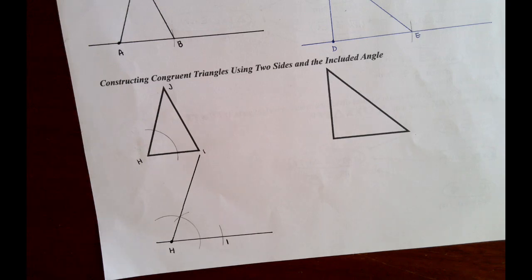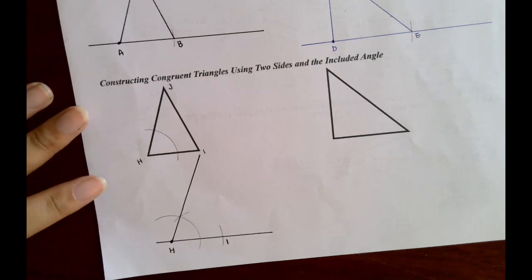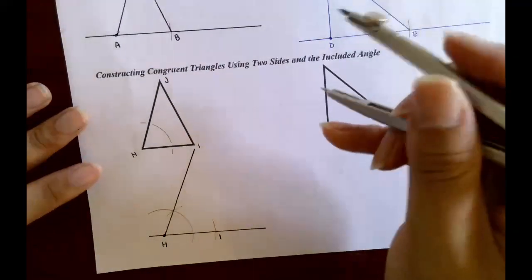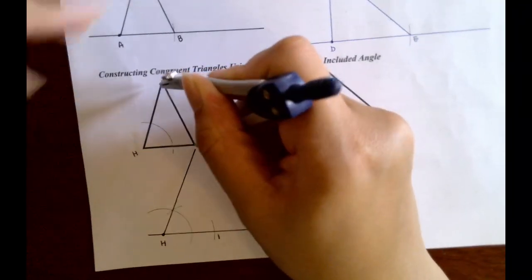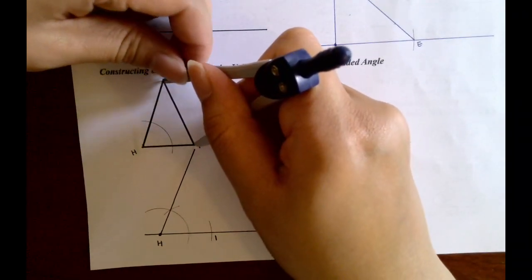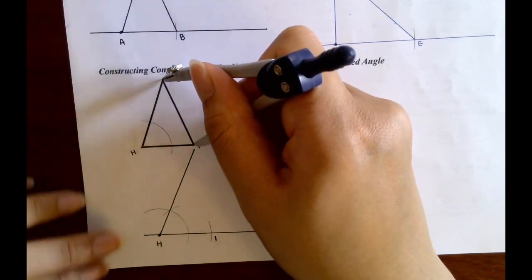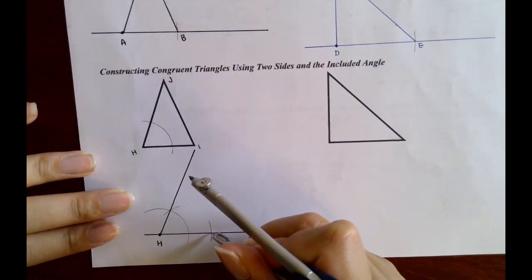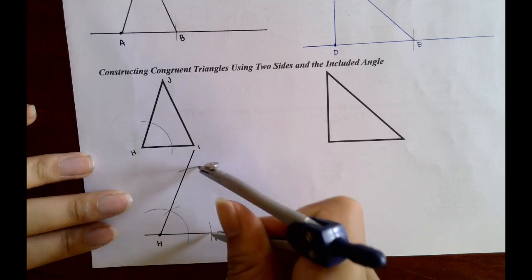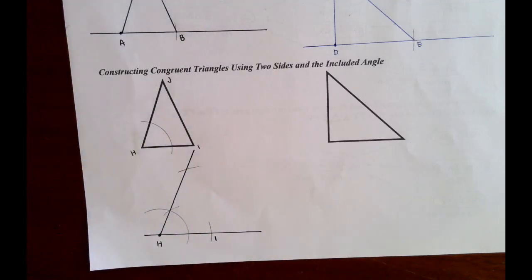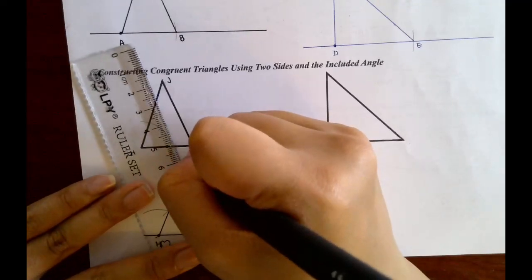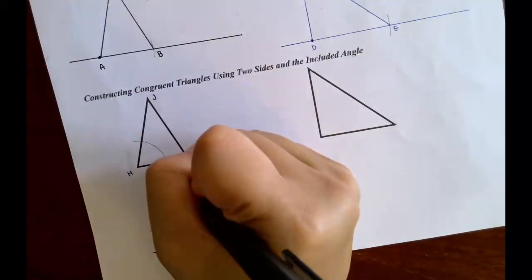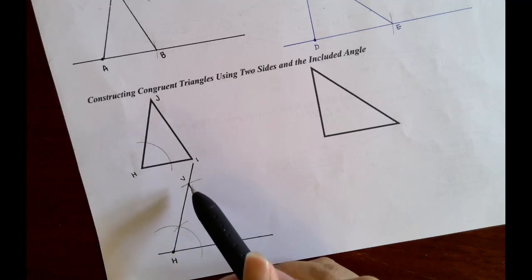And now all I have to do is measure either from H to J how far it is or from I to J how far it is. It's up to you. So I'm just going to measure how far I to J is. And then from the new I, I'm going to make my mark, and that's where J is. And then I'm going to connect it. There you go. Here's J. So this is my replica of the triangle.